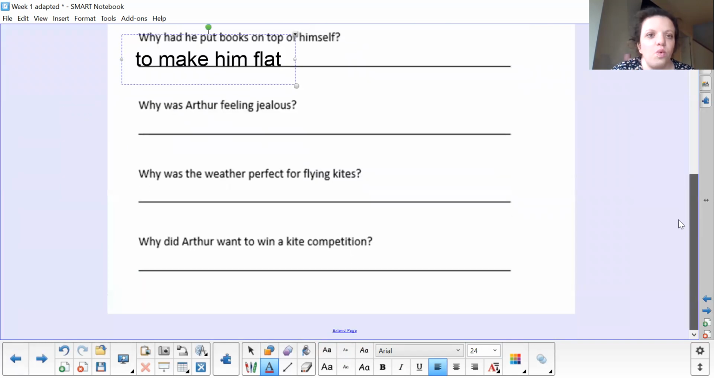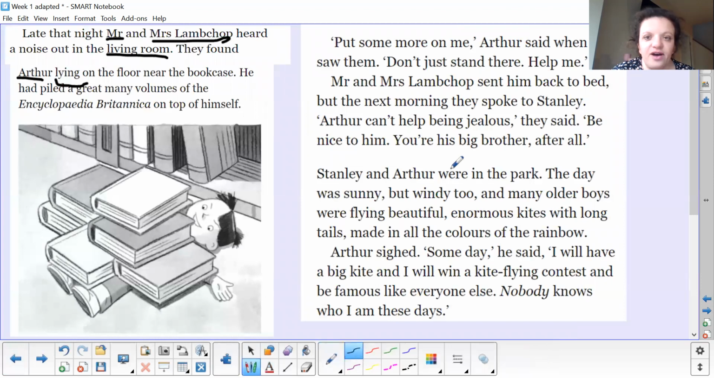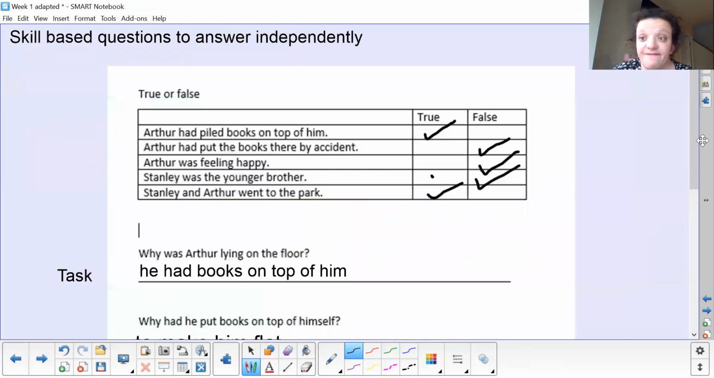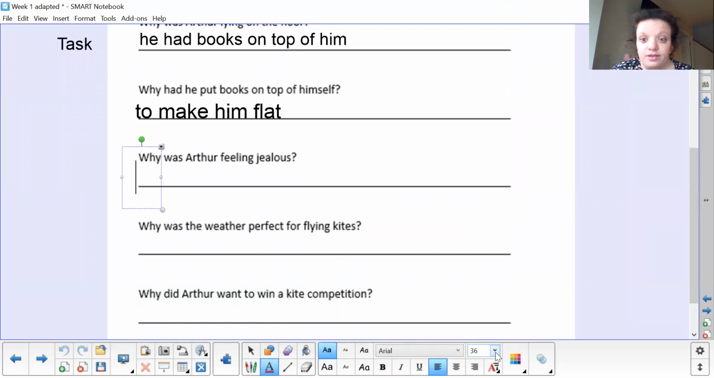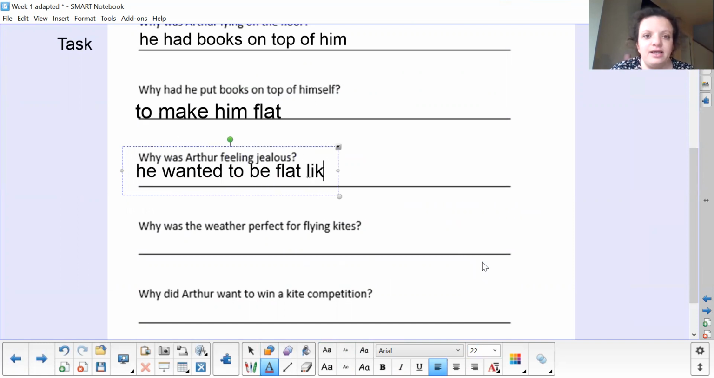Okay, next one. Why was Arthur feeling jealous? So let's find that keyword jealous that I can find over here. And let's have a little read round and say, why was he feeling jealous? Or see if you can work it out using the text, why he was feeling jealous. Okay, well done. He was feeling jealous because he wanted to be flat like Stanley.